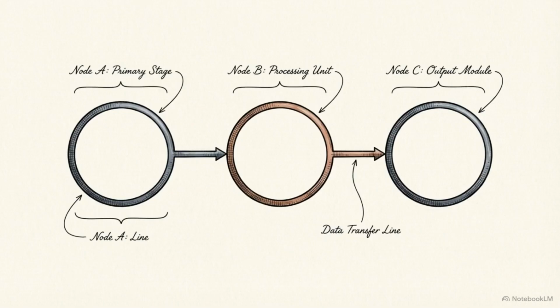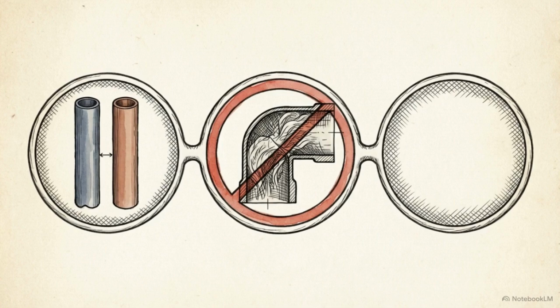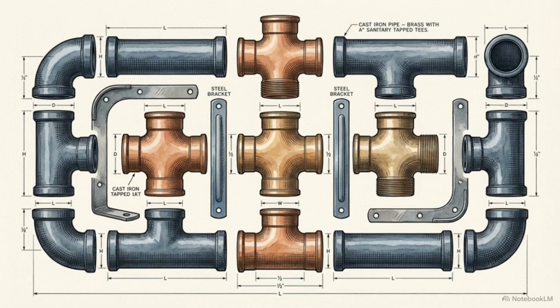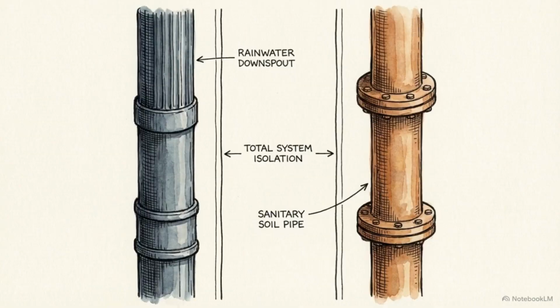We will master these rules by dividing them into a precise taxonomy of three physical domains. First, system segregation. Second, prohibited geometries. And third, structural protection. Grouping the code into this tripartite taxonomy builds an engineering intuition for the physical reasoning behind the regulations, an essential skill for the Master Plumber Board exams. We begin with Domain 1, system segregation.